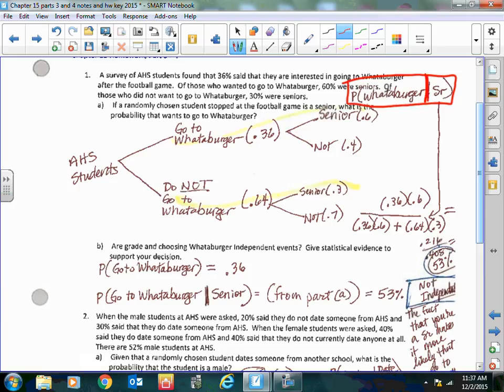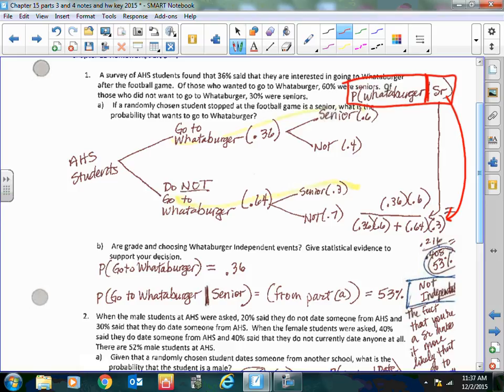Okay, so with that being done, then you put all of the senior down on the bottom, and that's what I have highlighted here. Those are the two ways in which you could be a senior. And then the part that is on top is Whataburger and senior. That's 53%. Okay, but let's talk about this check for independence and giving statistical evidence, okay?